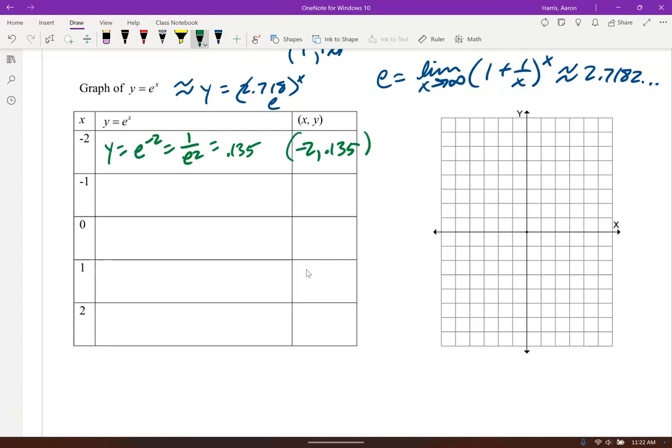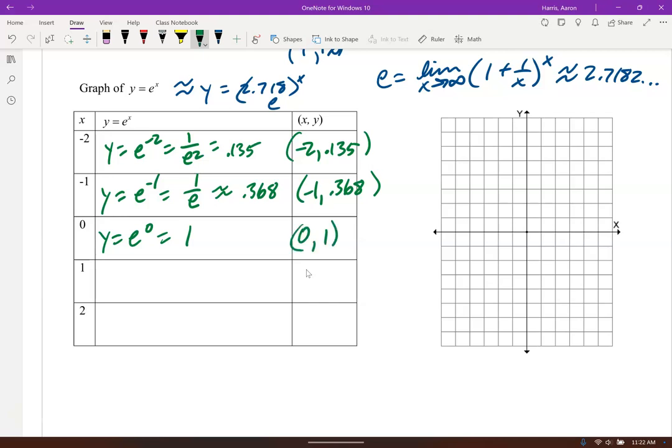Now let's plug in -1. So y would be e to the -1. So again, that's 1/2.718. So I punch that in, and that's approximately 0.368. So when I plug in -1, I get 0.368. Let's plug in 0, e to the 0. Anything to the 0 is 1. So when I plugged in 0, I get 1. Notice I have that same 0, comma 1.